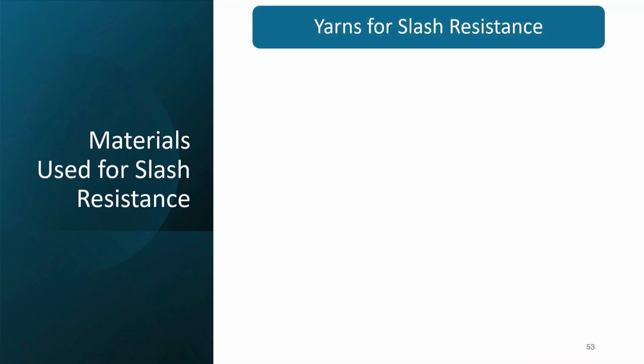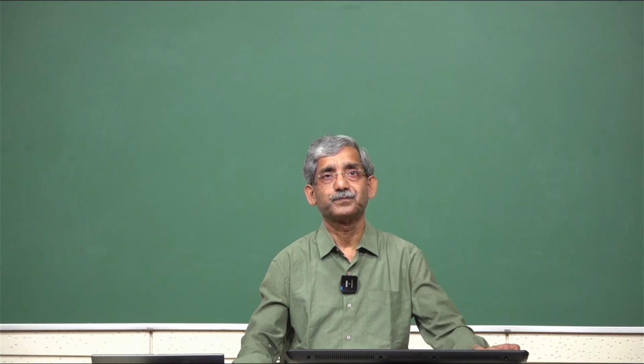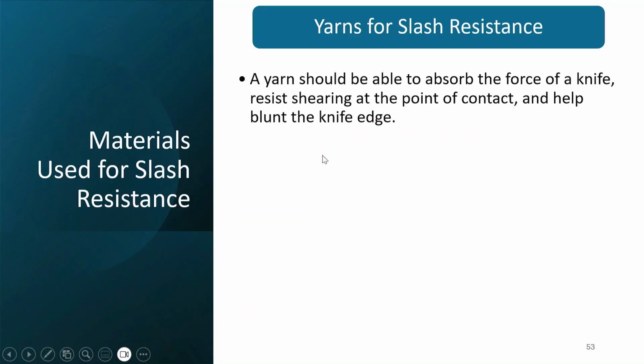Then we have to develop different types of yarns for slash resistance. The yarn which has to be developed should be able to absorb the force of a knife and resist shearing at the point of contact. So, that type of yarn should be there, which will help blunt the knife edge. So, the knife edge has to be blunted.